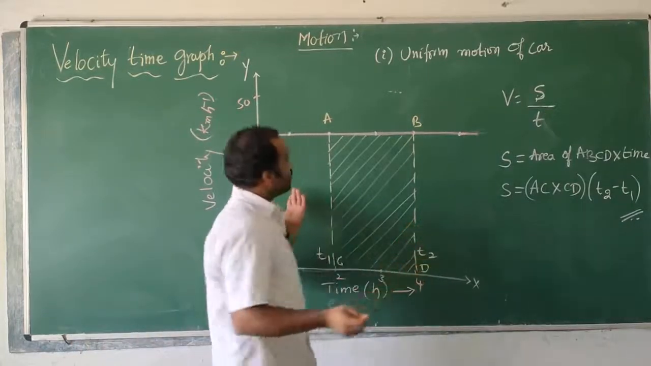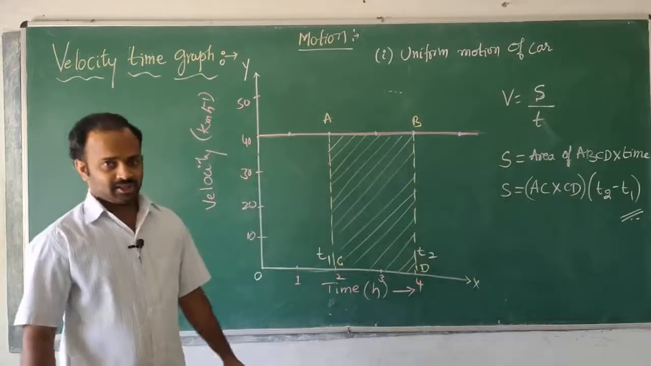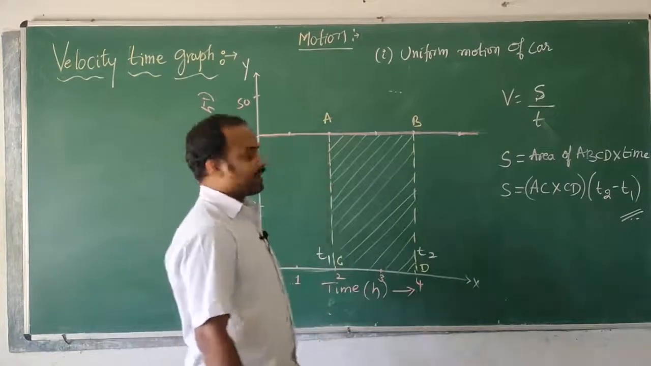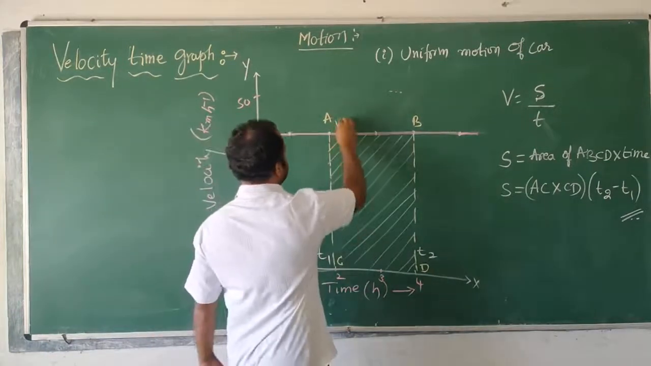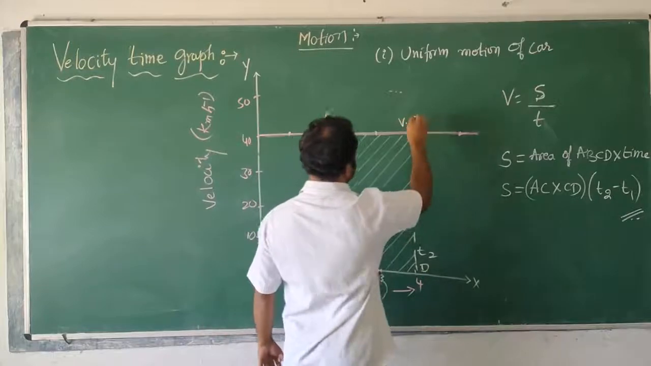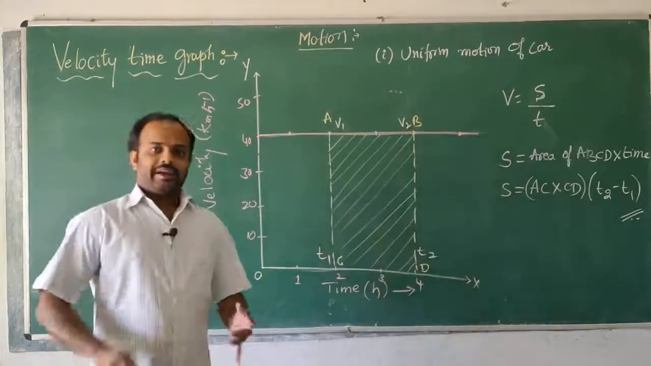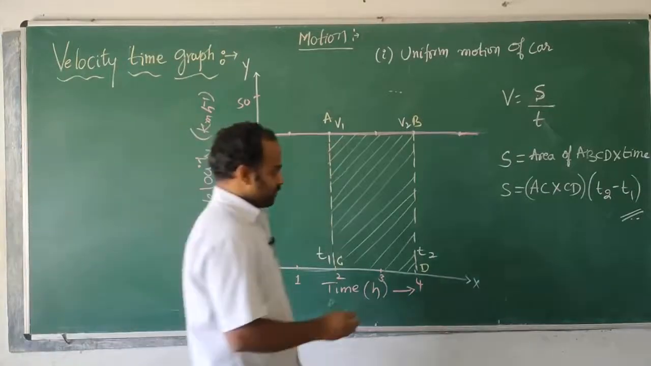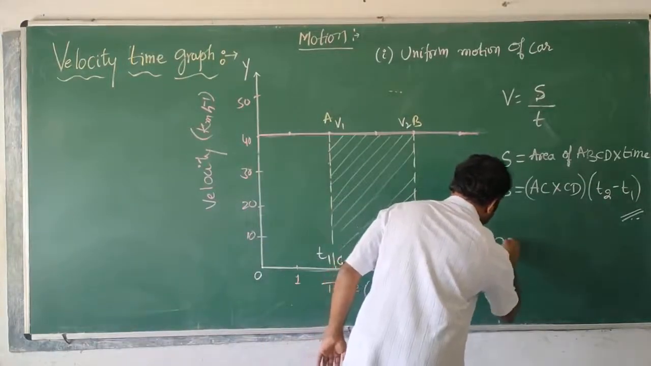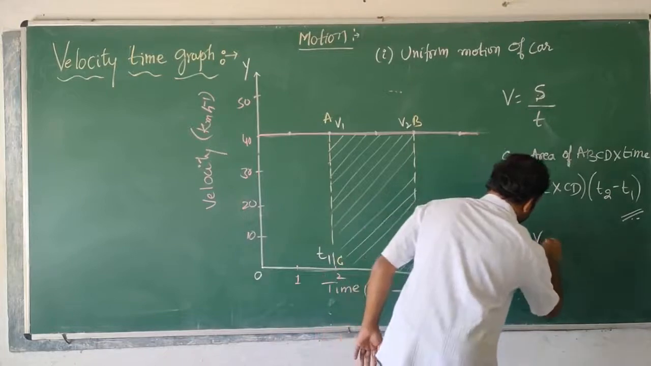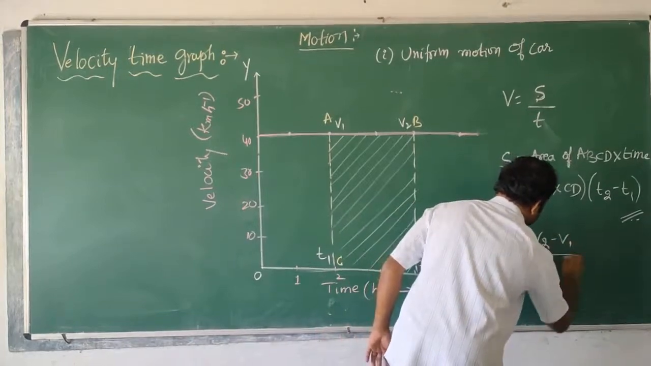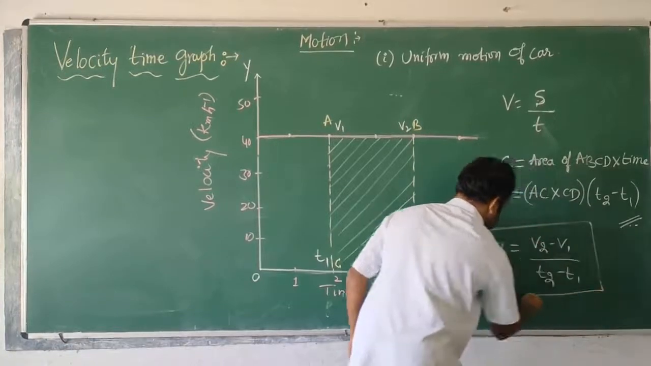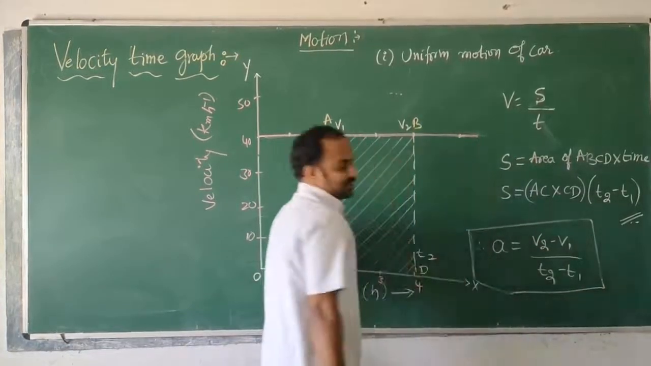Now next we can find the acceleration of the object. What is the acceleration? How do we find it? If we take this one as v1 and this two as v2, we know that acceleration is the change in velocity with respect to time. Therefore, acceleration A equal to v2 minus v1 divided by t2 minus t1. This gives you the expression of acceleration.